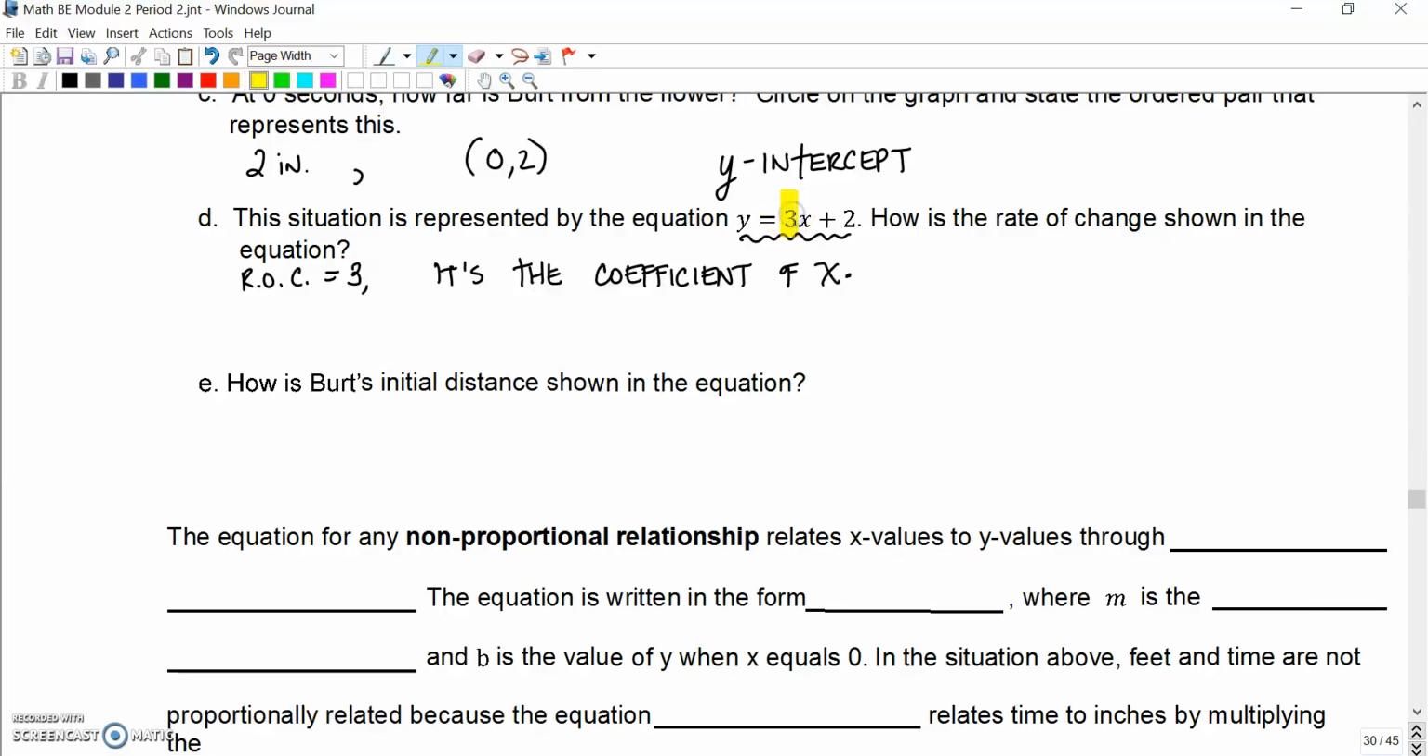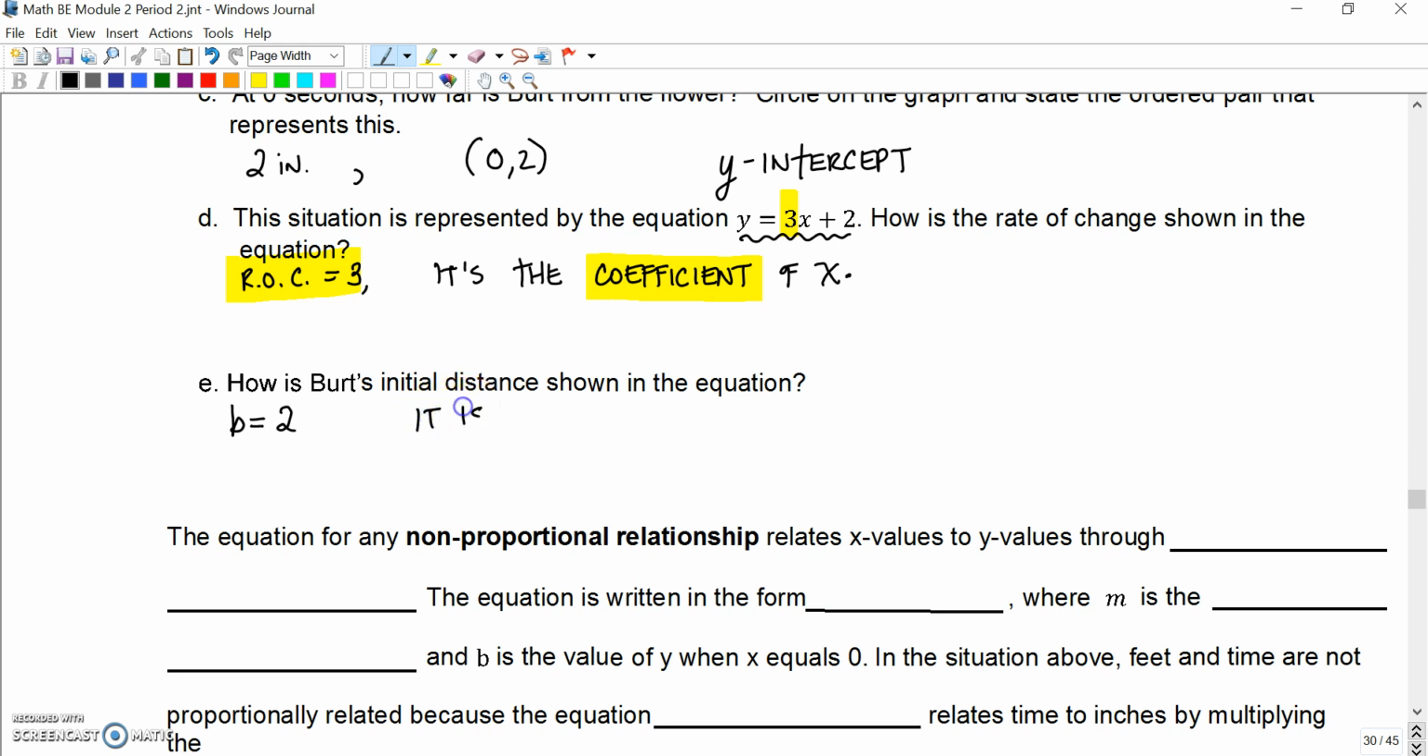So 3, which was the rate of change, which is the coefficient. Followed up by how is Bert's initial distance shown in the equation? So that was our initial value known as b, which was 2. We use the variable b to represent this initial distance. And we'll also clarify that in the paragraph below.